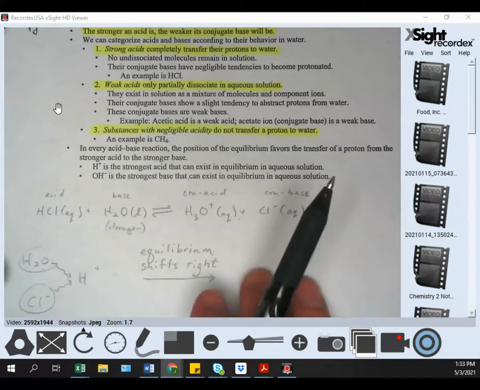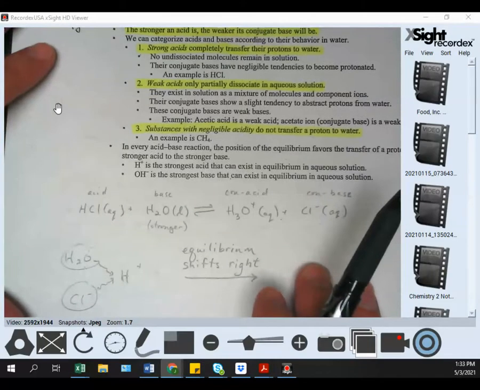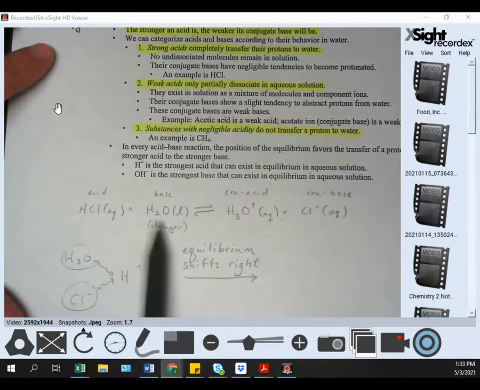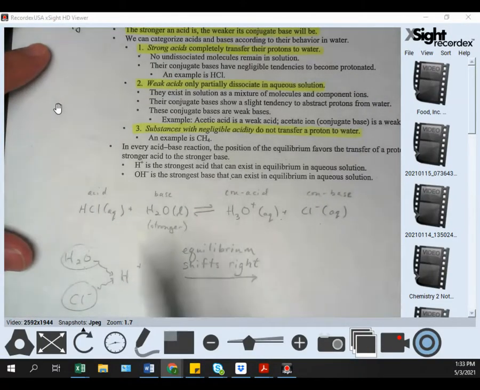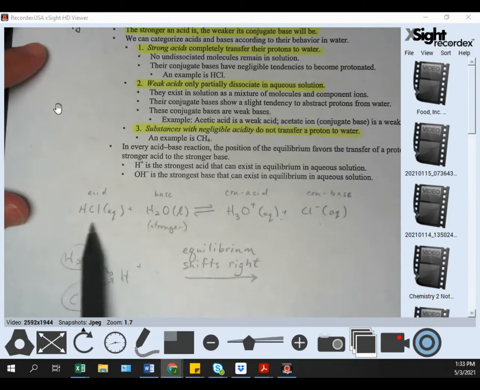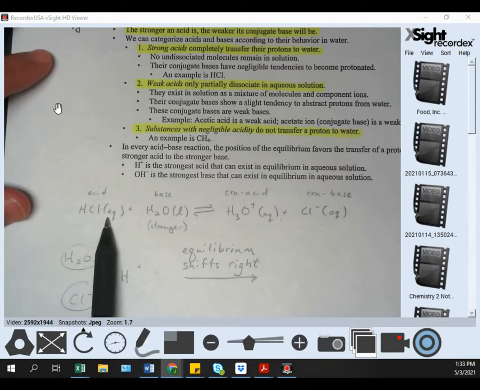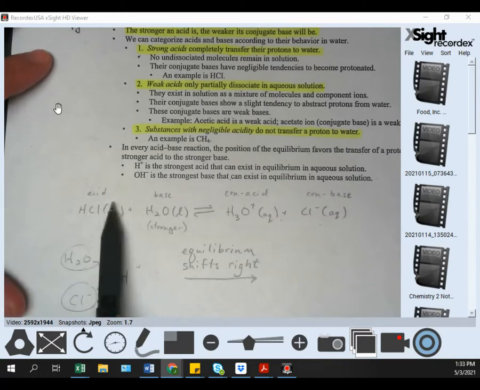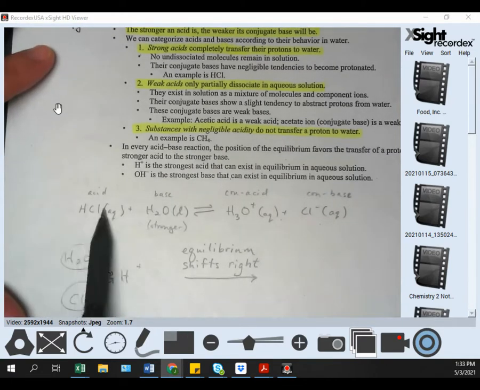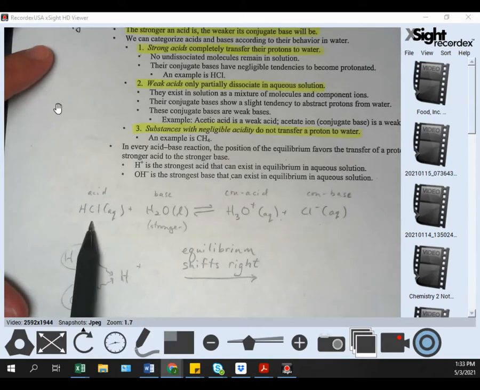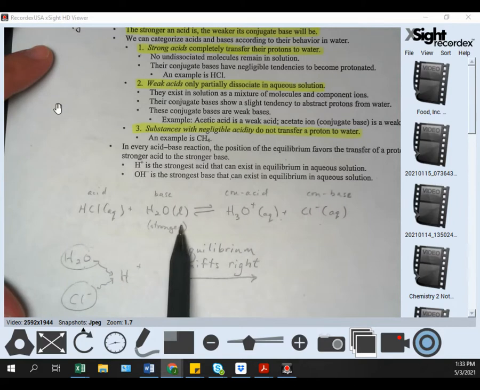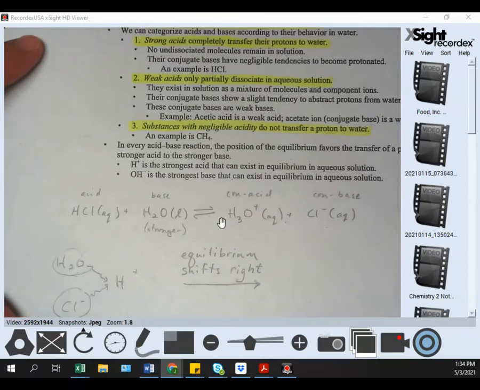So if you look at the example I have written here, this is hydrochloric acid and water. Now you guys know in general that hydrochloric acid is a pretty strong acid, right? So we get the acid, the HCl, and here water is going to act as a base. It says stronger if you're having trouble. I know it's in pencil, sorry.